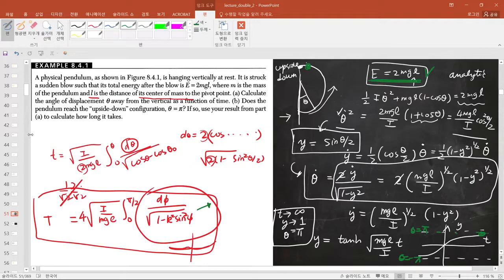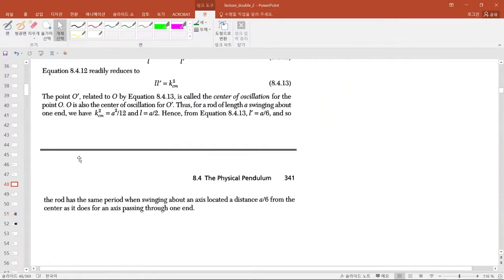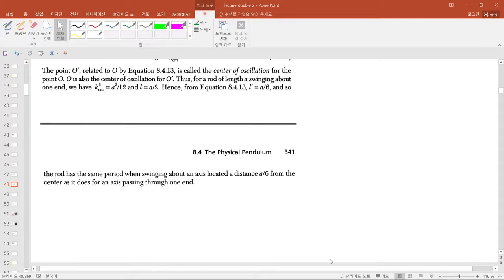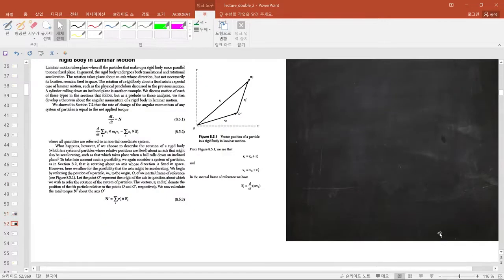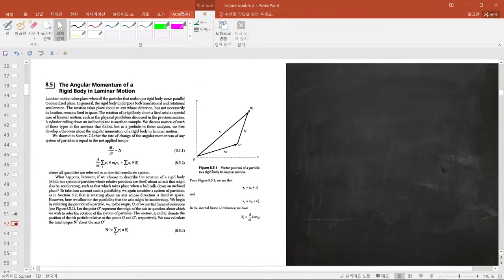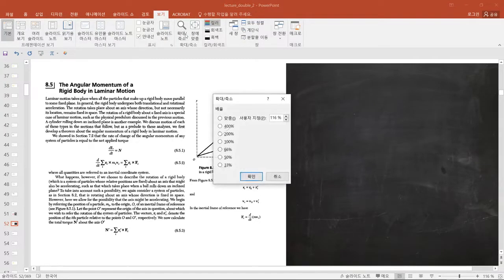Okay, so now let's go to Riemann motion. Okay, so let's enlarge this a bit.